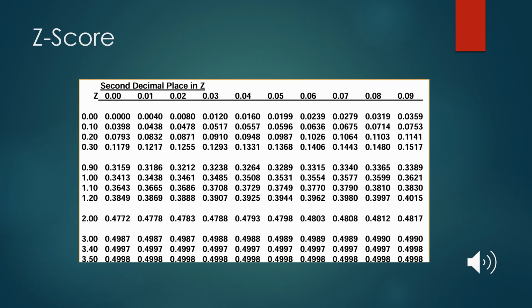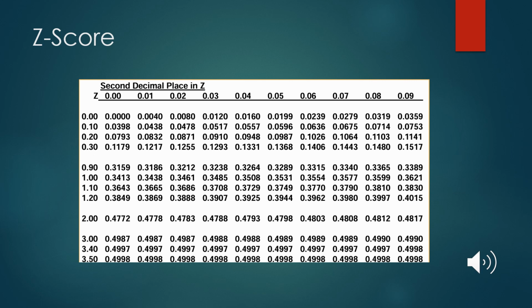After calculating the z-score, we use this chart to locate the z-score in the rows and columns of the chart. The rows typically represent the whole number part of the z-score, and the columns represent the decimal part. The chart will provide the cumulative probability associated with the z-score, and this represents the percentage of data points below the given z-score in a standard normal distribution.